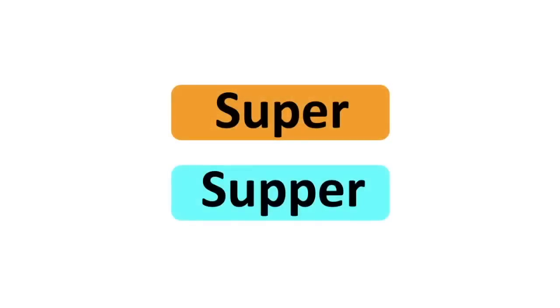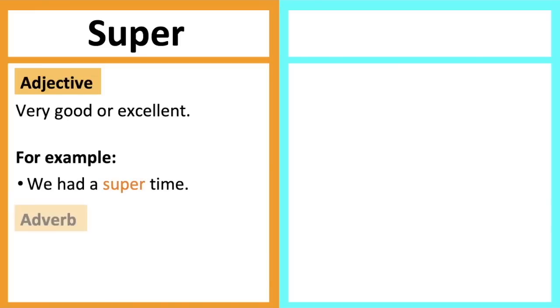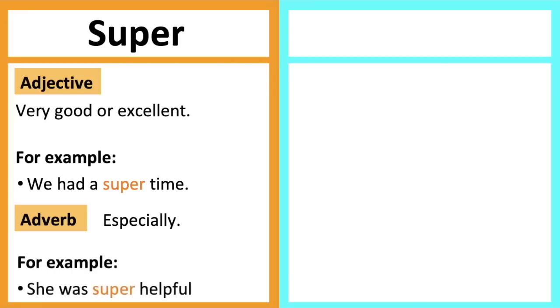Super, supper. Notice the difference in spelling and pronunciation. Super. Super can be an adjective or an adverb. As an adjective, it describes something as being very good or excellent. For example, we had a super time. As an adverb, it means especially or particularly. For example, she was super helpful.